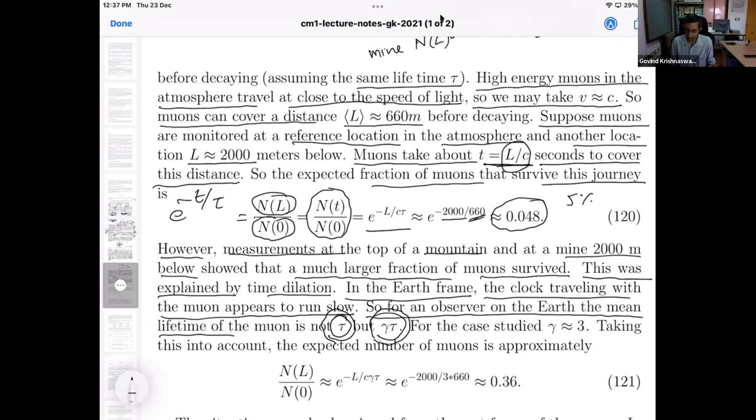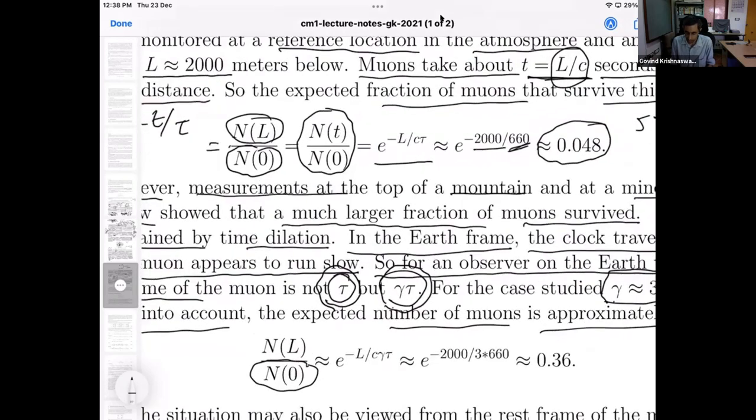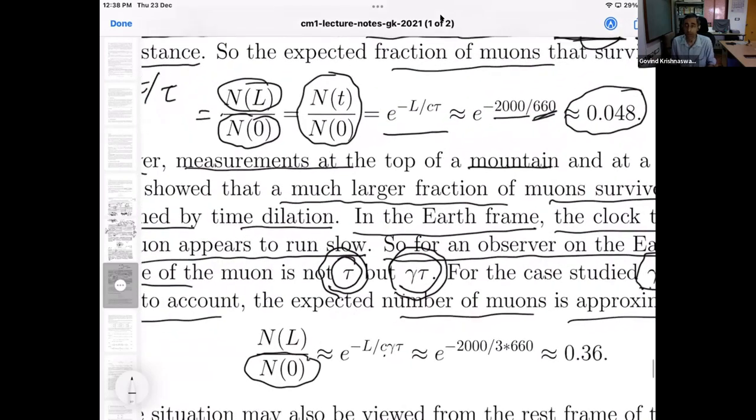Now, for the case studied, if you take the velocity of the actual muons, it is not the speed of light, it is slightly less, but nevertheless, it turns out that gamma is roughly 3 in that case. Now, taking this into account, the expected number of muons that would survive this journey as a fraction of the original number of muons, N(L)/N(0), is given by e to the minus L upon c gamma tau. So instead of tau, I must put gamma tau.